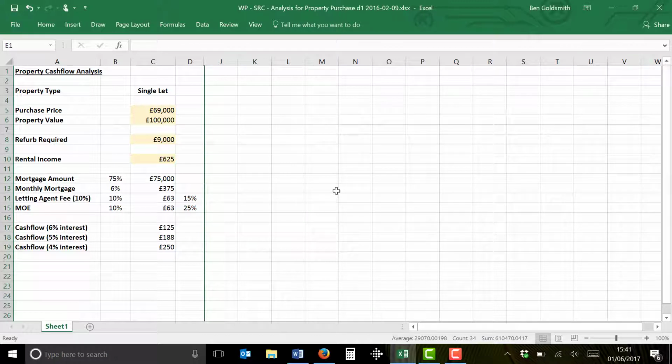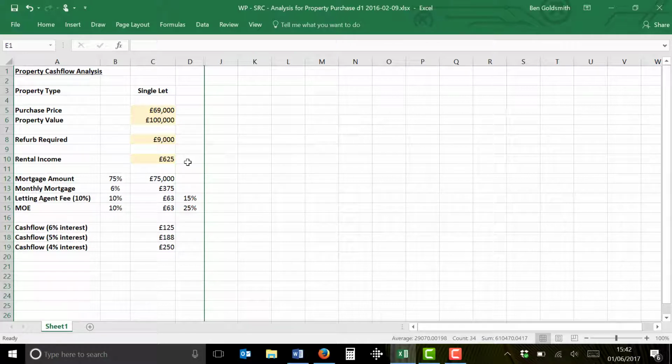So let's look at a single let example to start with. This is a house or flat you rent to a single person, two people, or a family on the same tenancy. This is an actual example of a two-bed property that I bought in Leeds. It was on the market for £75,000 and I managed to get it for £69,000. My analysis of local property prices indicated that a two-bed property in this area of Leeds was worth around £100,000. A refurb of £9,000 was required to achieve this, and I estimated rents would be in the region of £625 to £650 per month, so I put the lower figure in.